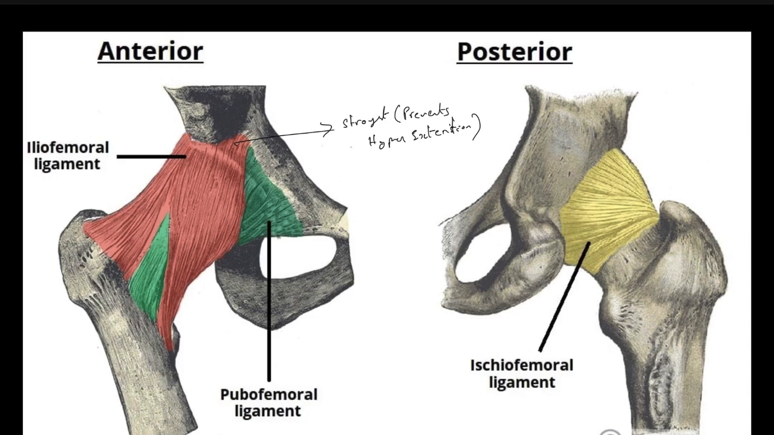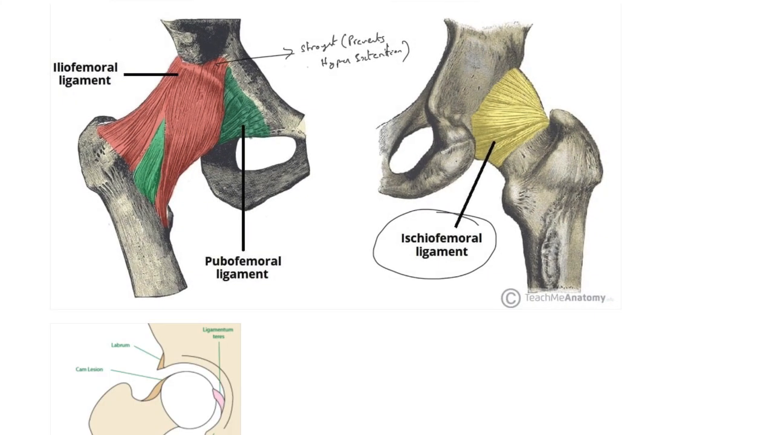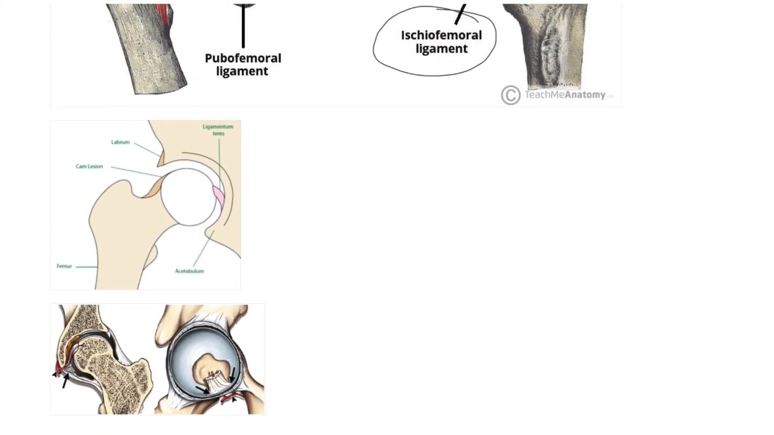And next we can see the pubofemoral ligament. This gives stability and support. And you can see another ligament, the ischiofemoral ligament. This is the posterior image of the hip, and here we can see the ischiofemoral ligament.